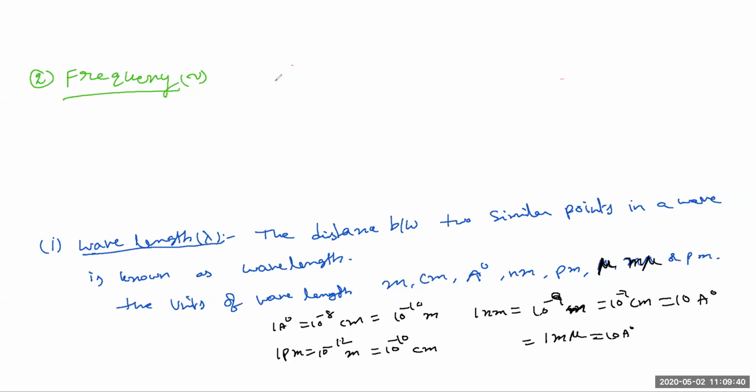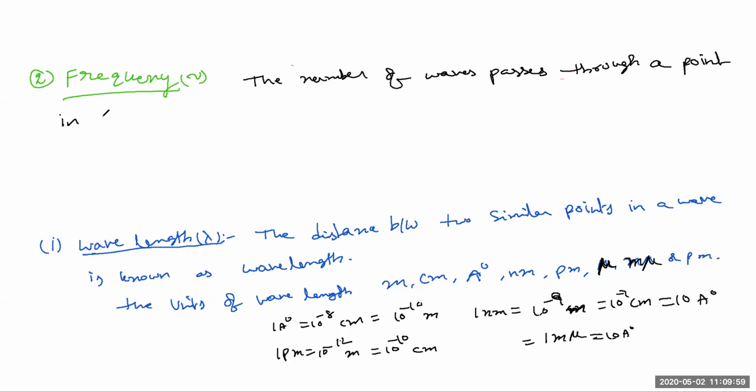Take the number of waves passing through a point in 1 second, in unit time, is known as the frequency of the wave.